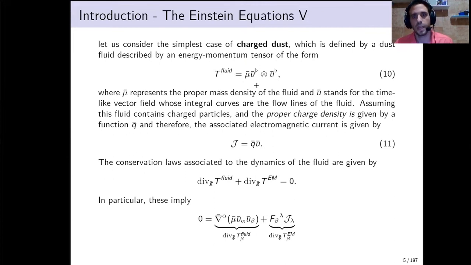and this is the velocity field. And if we assume that the particles of this dust fluid are charged, then the charge density for the electromagnetic field is given by an expression of this form 11, where here we have introduced this function Q that stands for the proper charge density. And so here we have all the ingredients to compute the equations of motion for the matter. And in this case, the energy momentum tensor field is going to have two parts, one contribution from the fluid and one contribution from the electromagnetic field. And when we apply the local conservation laws here, we find these equations that can be computed directly.